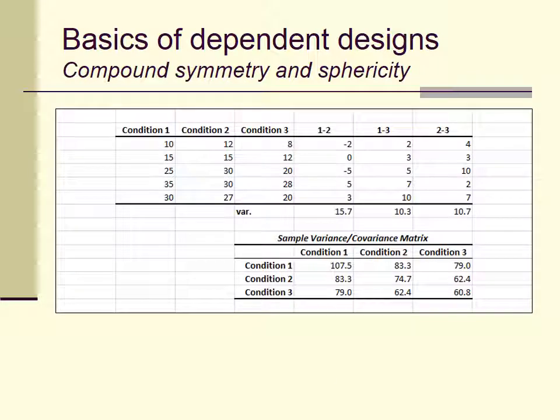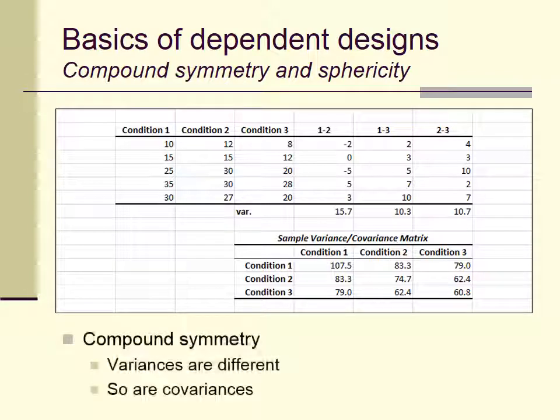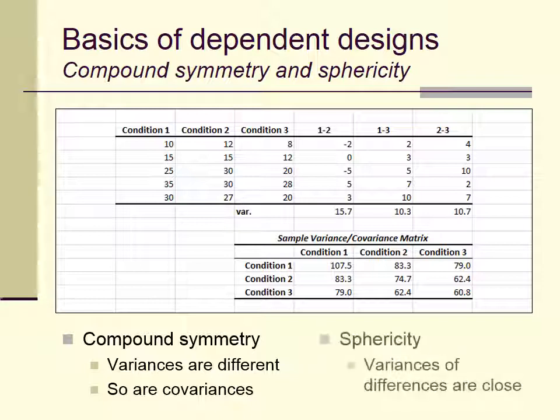Here's our data one more time, and you can see that I've computed the variances of the differences to think about sphericity, and also the variance covariance matrix to think about compound symmetry. In the case of compound symmetry, the variances are different, so are the covariances. In the case of sphericity, the variances of the differences are close.